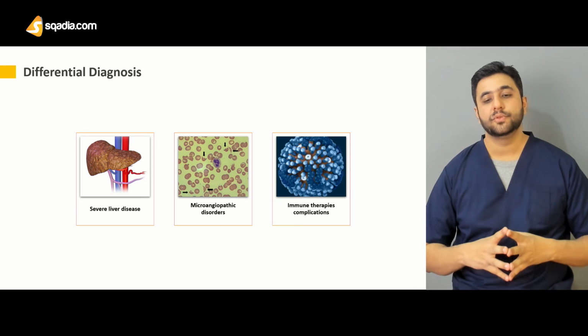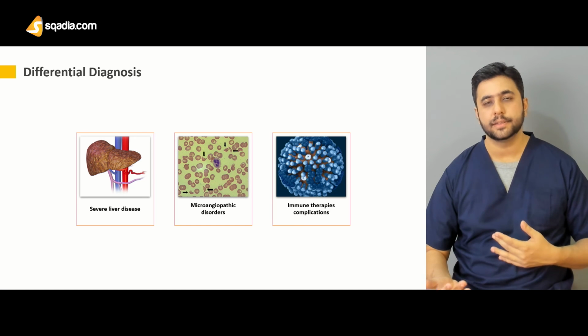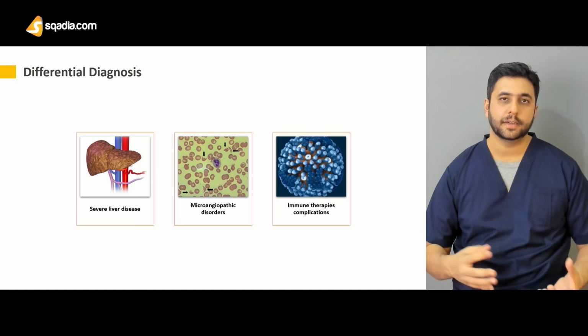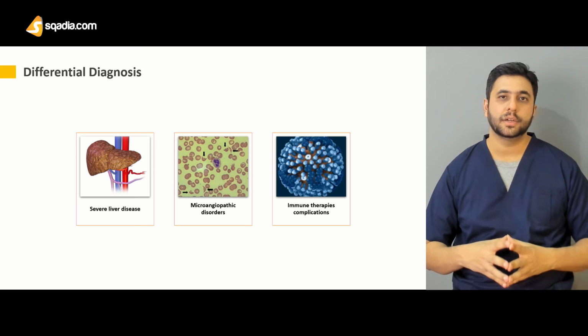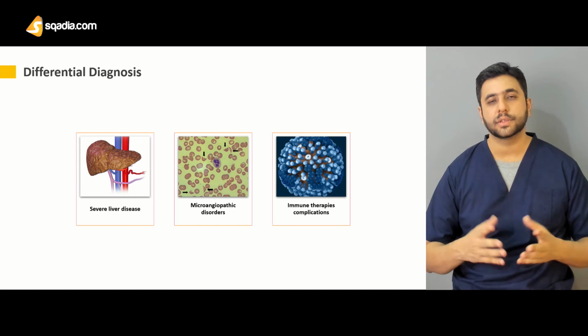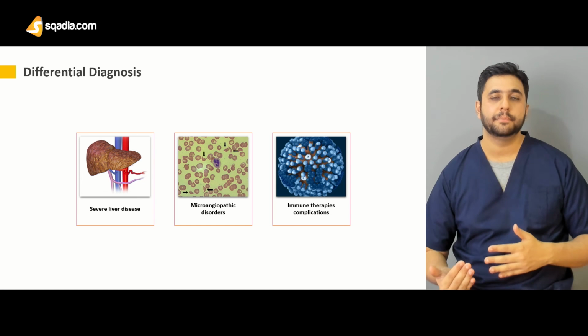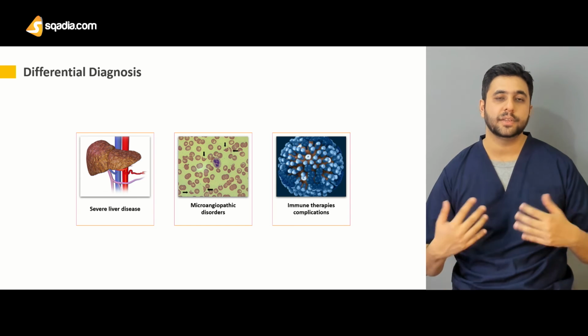And certain types of novel immune therapies which are being tried out, the monoclonal antibodies, the various types of recombinant drugs which are being used to treat rheumatological disorders, immunological disorders, the various types of cancers, can also lead to the development of a DIC-like picture, especially if they are used long term.